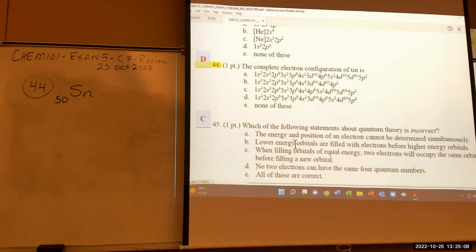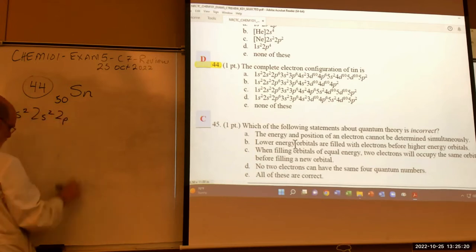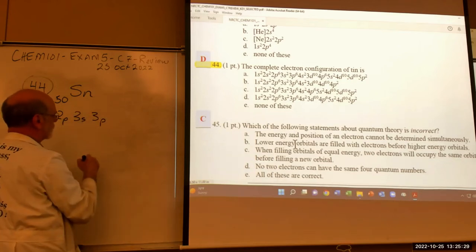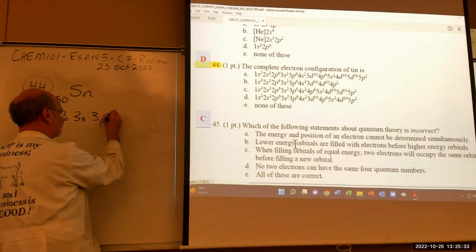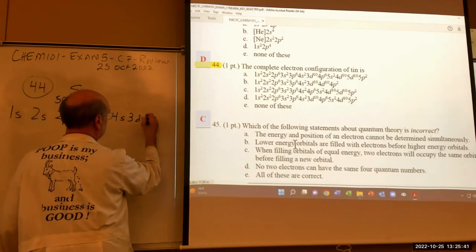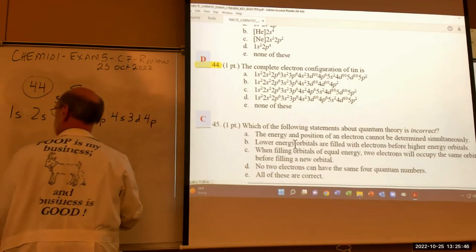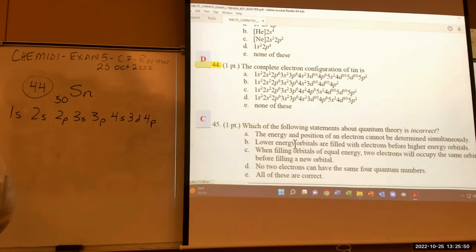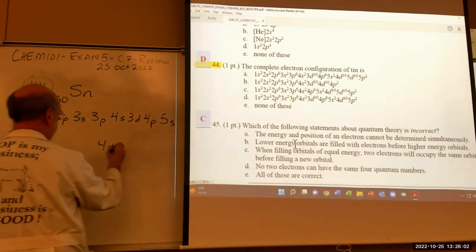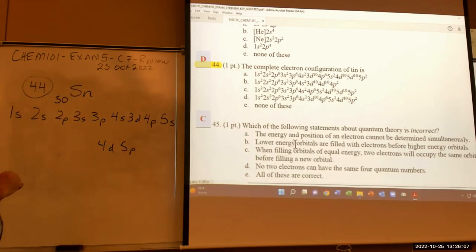Okay. So let's write out our orbital configuration first. 1s2, 2s2, 2p. Oops. I just told you I wasn't going to do that. 2p, 3s, 3p, 4s, and then 3d, 4s, and then 4p, and then, let's see, I'm going to look at the periodic table, 4p, 5s, 4d, 4d, and then 5p. That may be enough. We'll pick up some others if we need them.